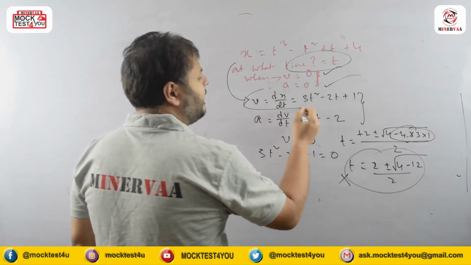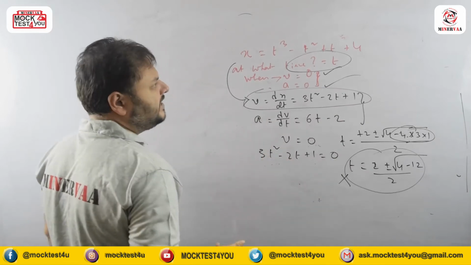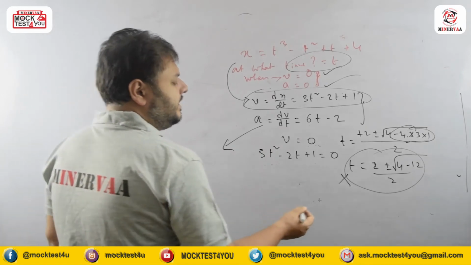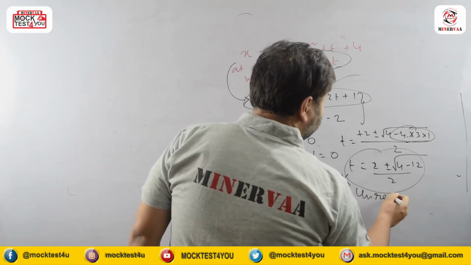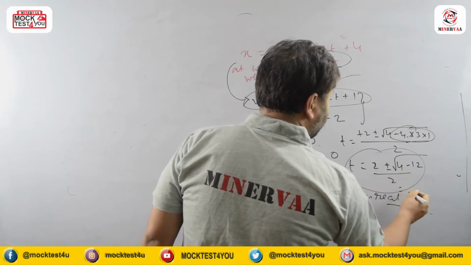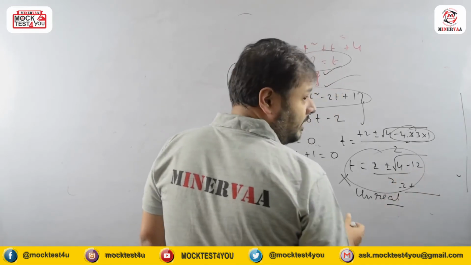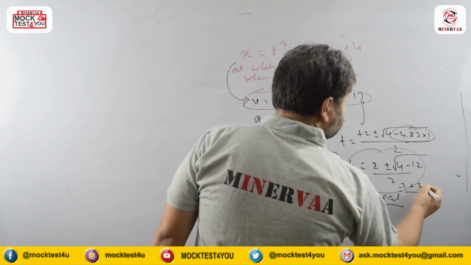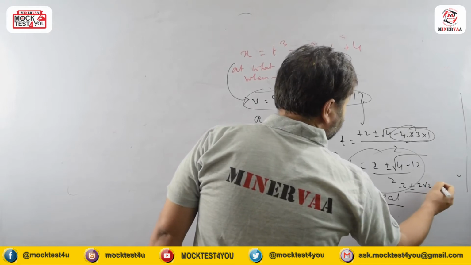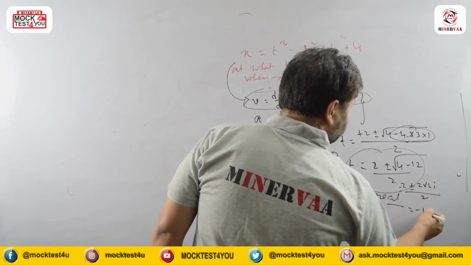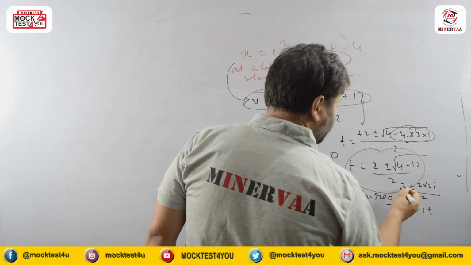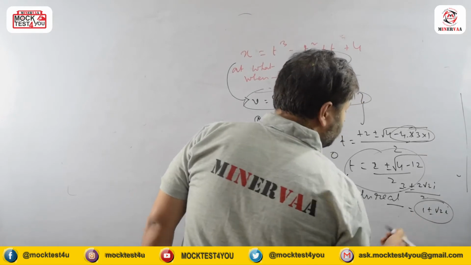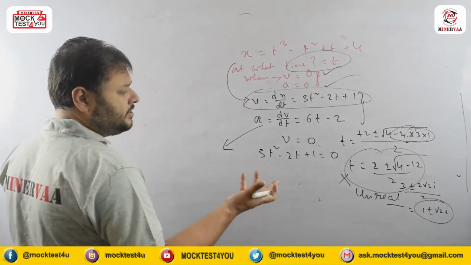So velocity cannot be 0 at any real time for this particular problem, but acceleration can be 0. Why? Because here t is unreal. T is unreal, because it is going to have 2 plus minus root over minus 8, that is root over 4 into 2. So it will be plus minus 2 root 2i divided by 2. Finally, minus 1 times minus 1 is going to be plus, so it is 1 plus minus root 2i. So it will be an imaginary time, and time cannot be imaginary, so it is unreal.